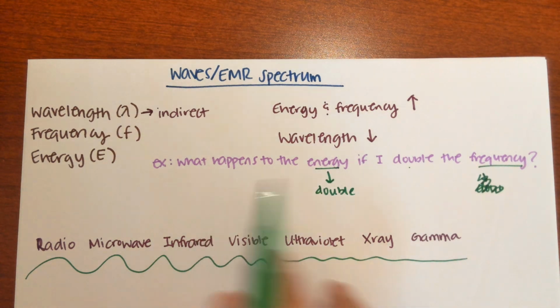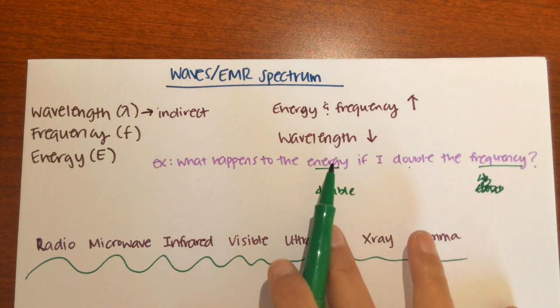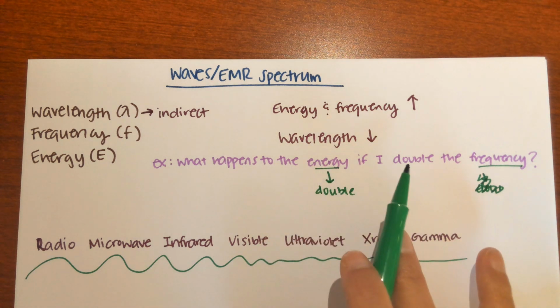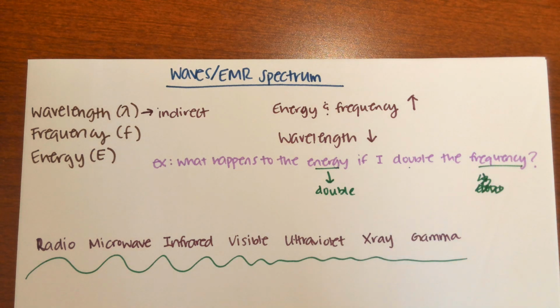All right, so if I were to actually ask you what happens to the wavelength if I double the frequency, wavelength is indirect. So I would think of, okay, what's the inverse or what's the opposite of double? It would be halved. So wavelength would halve if I double the frequency. So that's pretty much it when it comes to the wave trends.